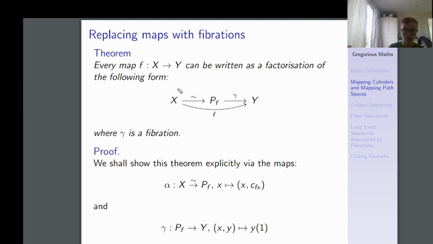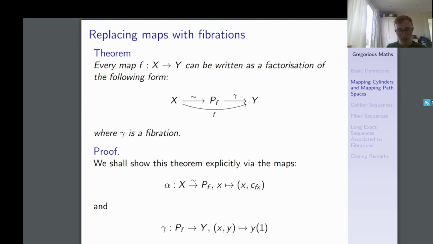So our homotopy equivalence here will be defined by the following map. It will send some element x to the pair x and this here, because remember, this mapping path space P_f is a subspace of X cross this mapping space. So this second coordinate here is just the constant path, which sends everything to f of x. So that's what that is, and I'll show shortly that this is actually a homotopy equivalence.